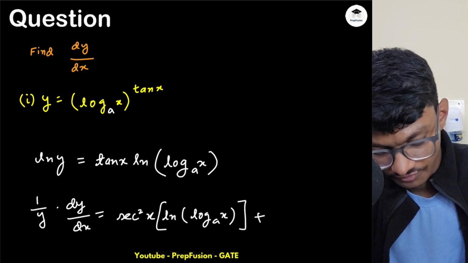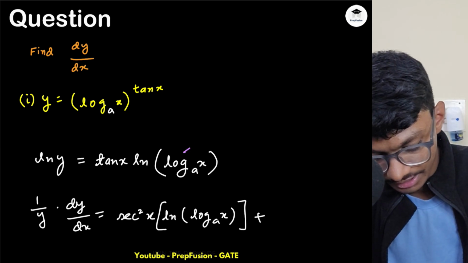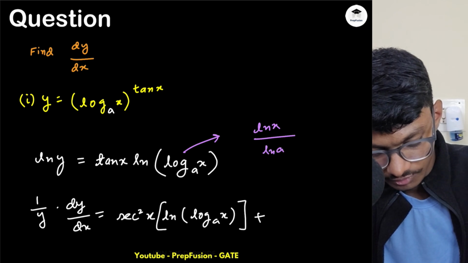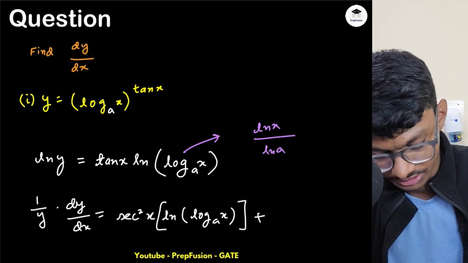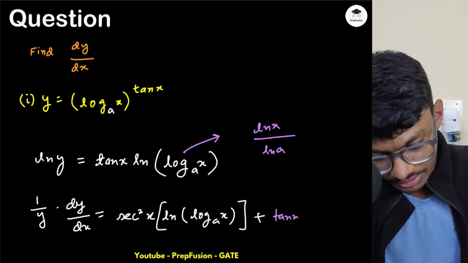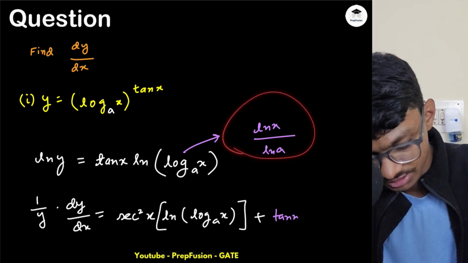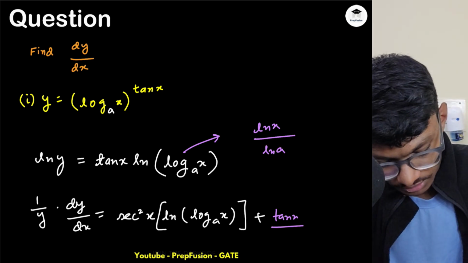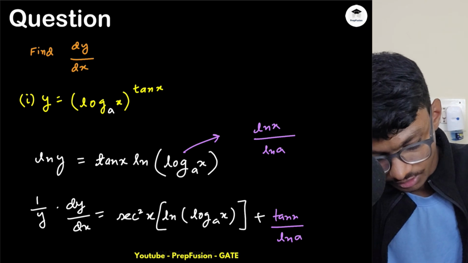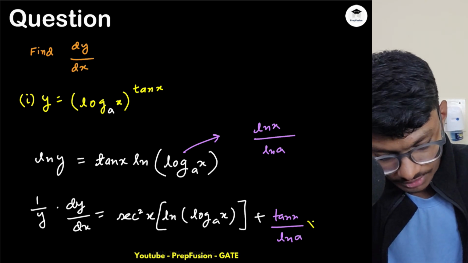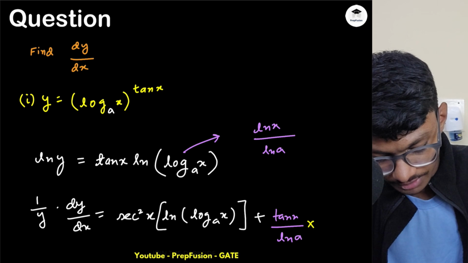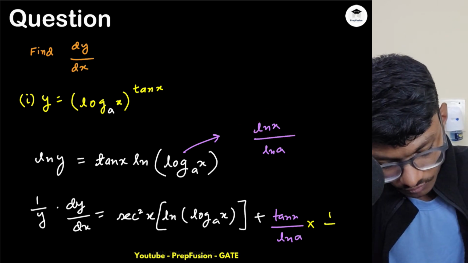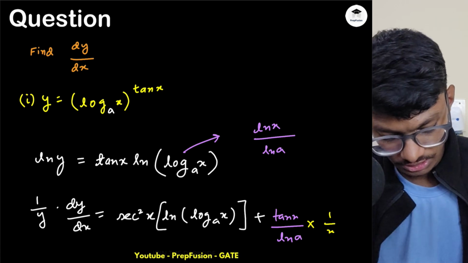Now how to differentiate this? I can write this like this: ln of x divided by ln of a, property of logarithms. I hope you understand this. So tan x will still remain outside, and I have to differentiate this. Obviously this ln a is constant, so I can pop it in front. And what will it get multiplied with? I have to differentiate ln of x, so this will be 1 by x. Okay, that is it.